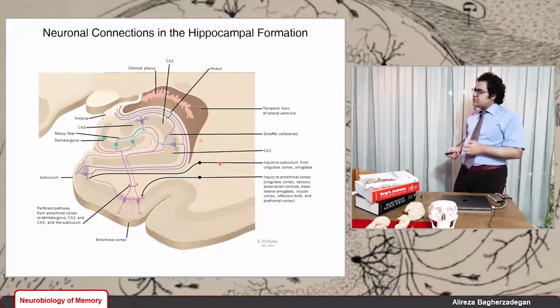So this is just a very simple illustration of the neuronal connections in the hippocampus and hippocampal formation. We have the entorhinal cortex to different areas like CA1 and the dentate gyrus, and from the dentate gyrus we go to the CA3 area through the mossy fiber pathway, and then via the Schaffer collateral pathway, pyramidal cells of the CA3 area contact the pyramidal cells in CA1, and then from there we go back to the entorhinal cortex or subiculum and the fimbria.